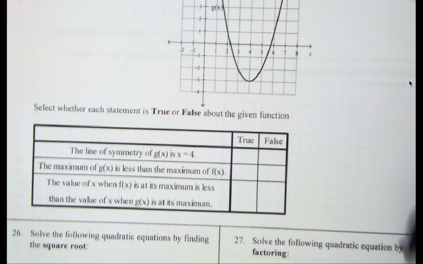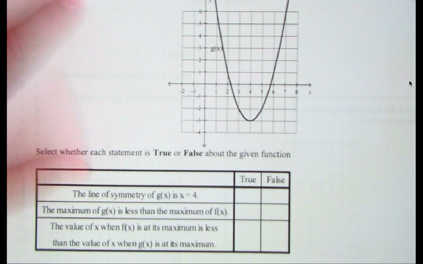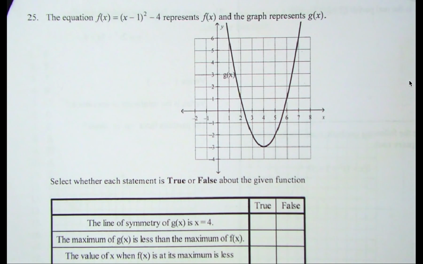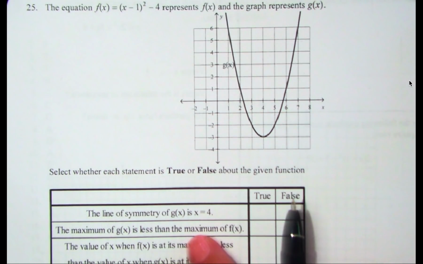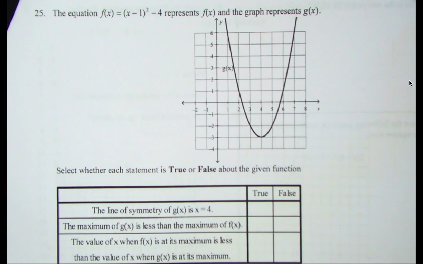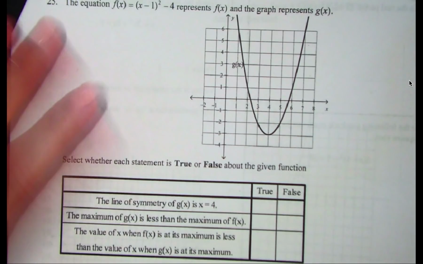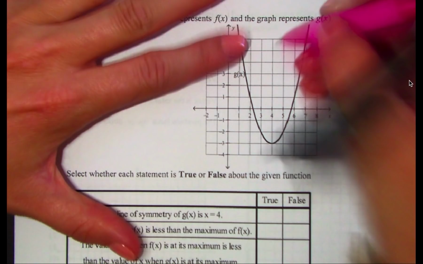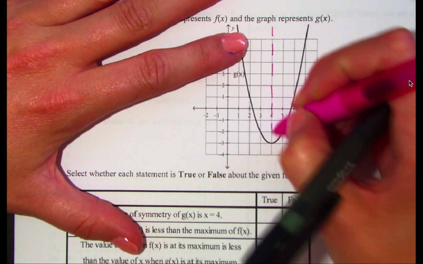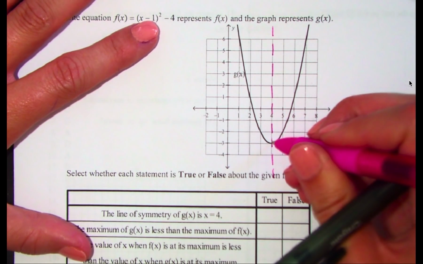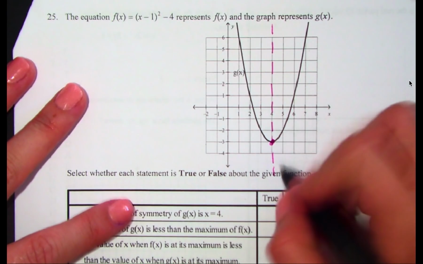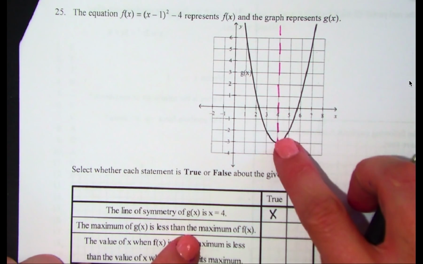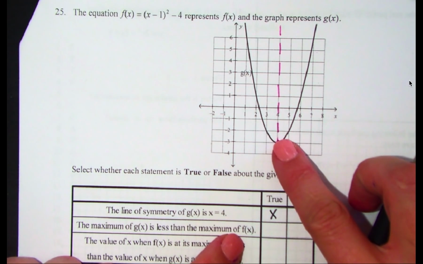Okay, number 25 gives us this graph, and it tells us it's representing x minus 1 squared minus 4. And we're going to look at each of these statements and figure if they're true or false. So, is the line of symmetry at x equals 4? So remember, the line of symmetry is what is basically dividing that U-shaped parabola directly in half. It's always going to include your vertex. So my line of symmetry is x equals 4. That's true.